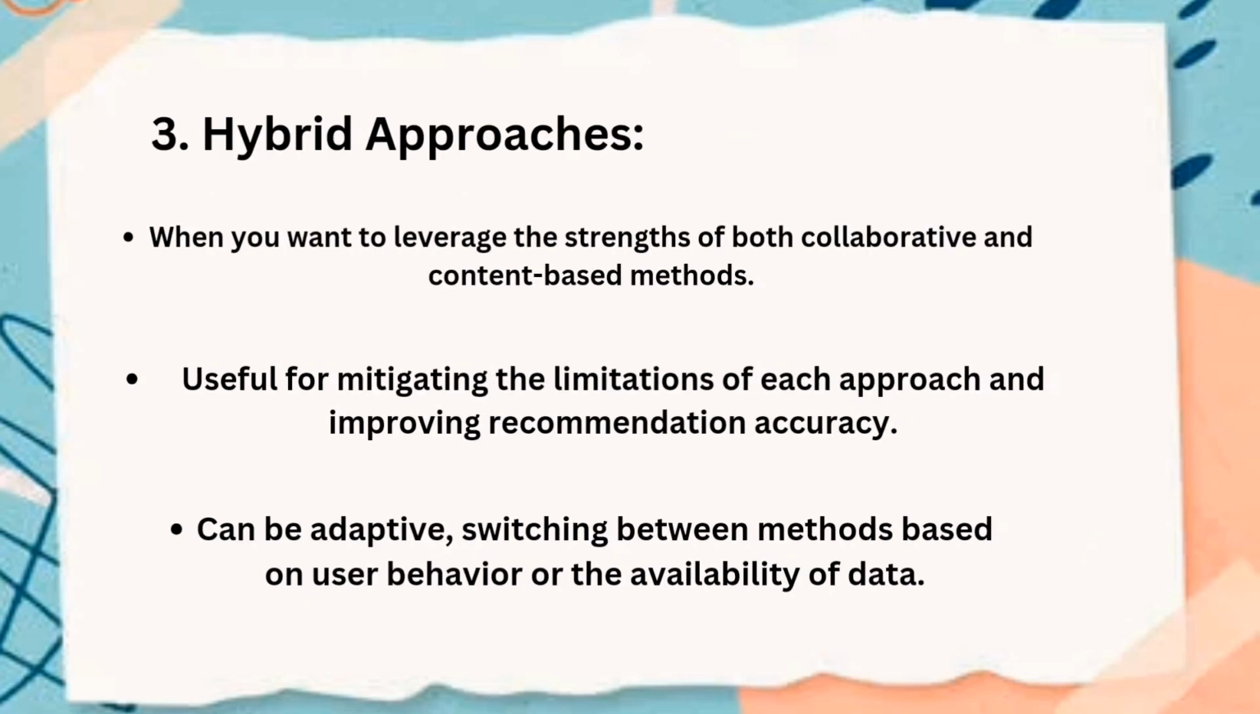Number 3. Hybrid approaches. When you want to leverage the strengths of both collaborative and content-based methods, useful for mitigating the limitations of each approach and improving recommendation accuracy, can be adaptive, switching between methods based on user behavior or availability.